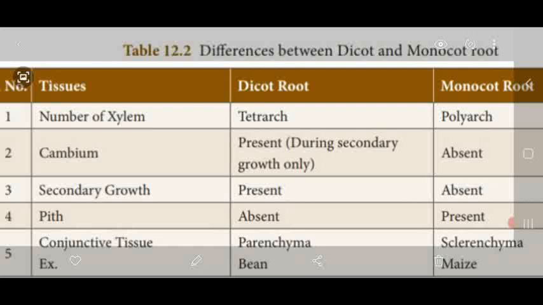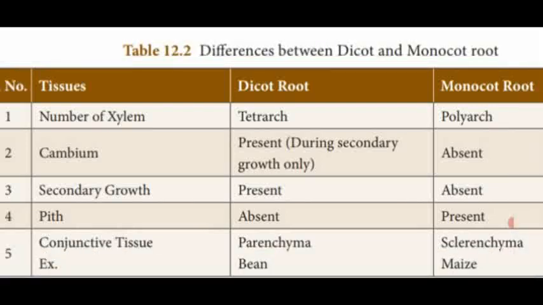Next one, conjunctive tissue. The xylem and phloem are separated or connected by a conjunctive tissue. In dicot root it is parenchyma cell. In monocot root it is sclerenchymatous cell. Example, dicot root, bean. Monocot root, maize. Dear students, this is an important 4-mark question. Kindly note it down in your classwork.